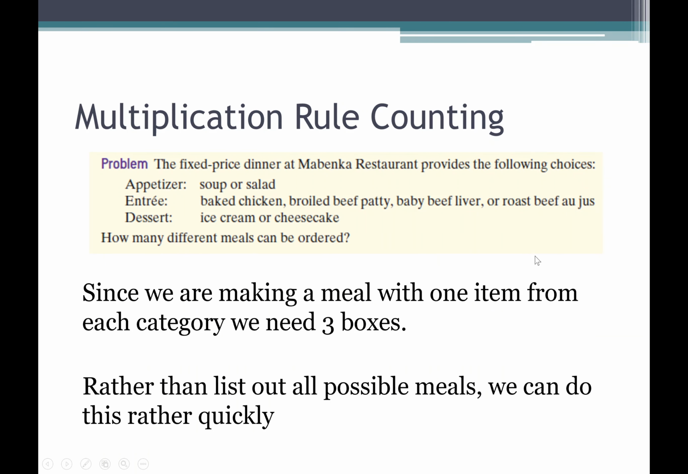So, multiplication rule for counting. The fixed price dinner at Mabenka restaurant provides the following choices. You get either a soup or salad, you get one of 4 entrees, you get ice cream or cheesecake, and how many different meals can be ordered, or different combinations of these meals. Since we're making a meal with one item from each category, we need 3 boxes, and rather than list out all possible meals, we can do this rather quickly.